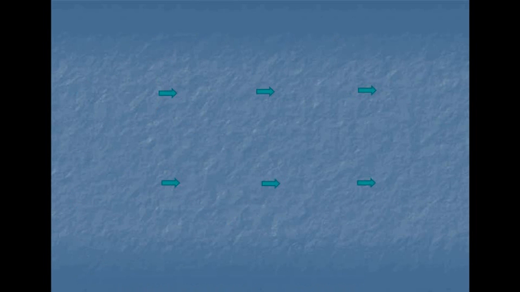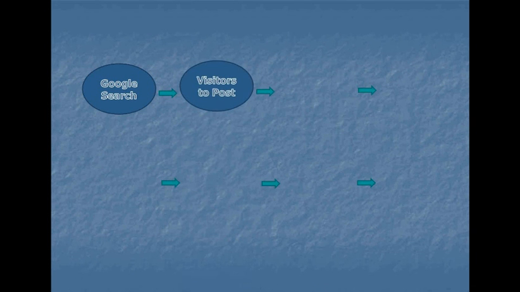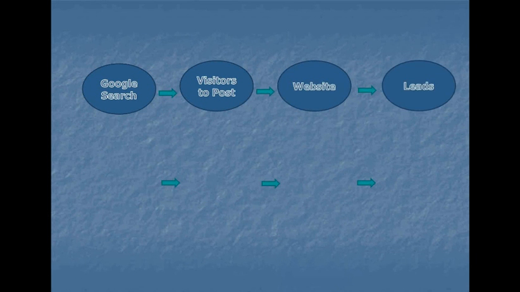So basically what this boils down to: if someone does a Google search and your post comes up, the visitor will click on the post. So if you have a great discussion and you have a lot of followers and a lot of people writing comments, visitors will see that in Google. When they do a search, they'll click on the post. The post will bring them to your website, and in turn you'll get leads.